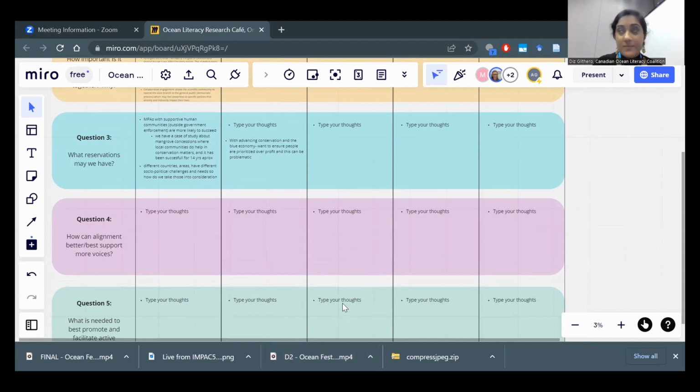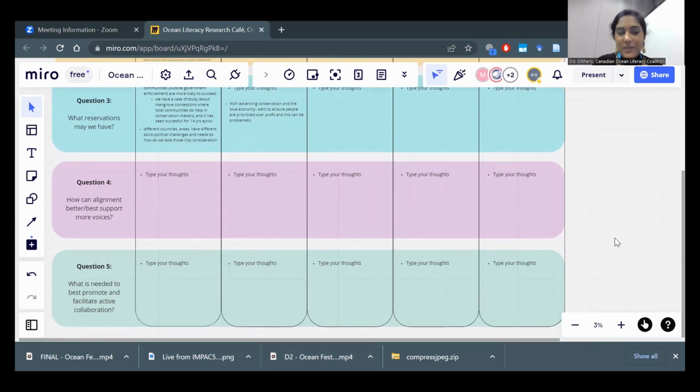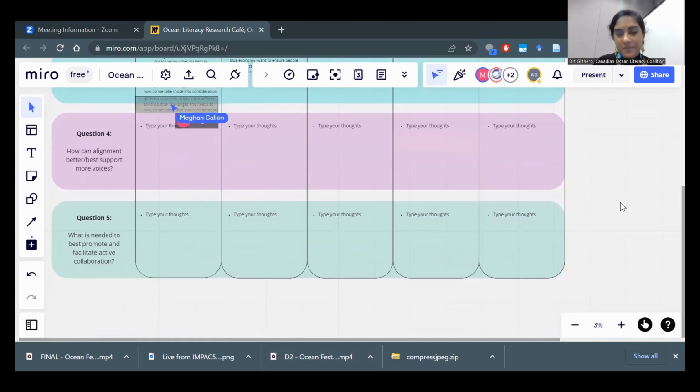Although I don't want to do this, we're going to give the 1-minute wrap up. That went quick. Let's see, for question 5, what is needed to best promote and facilitate active collaboration? And again, feel free to enter thoughts into the chat function if that's easier.